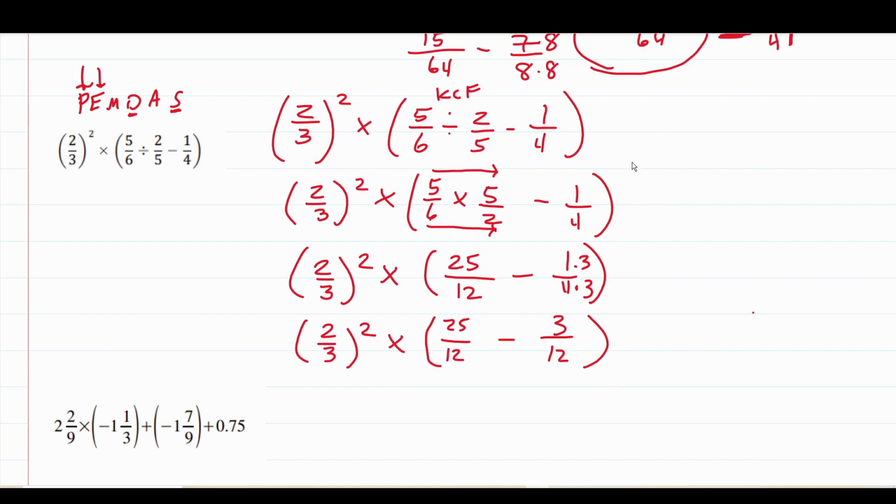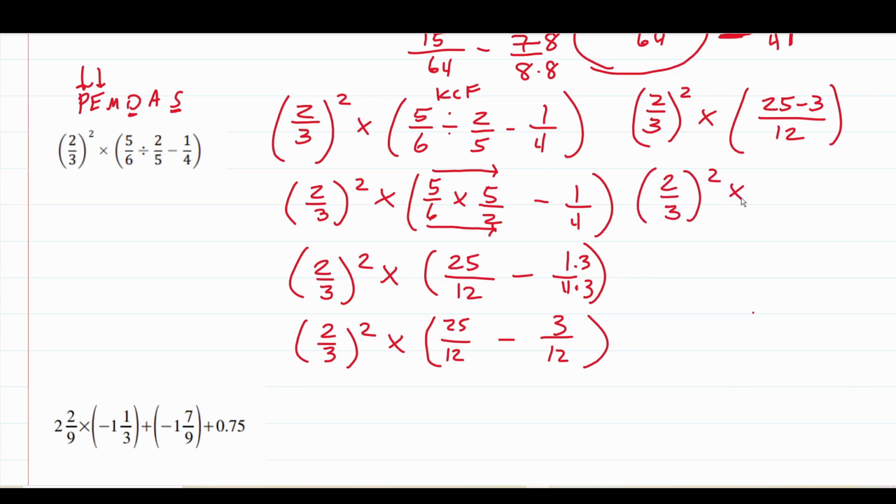I'm going to start moving over here to finish this one. So again, this is 2/3 squared times, and let's do this subtraction here. This becomes 25 minus 3/12. This is 2/3 squared times, what's 25 minus 3? That's going to be 22/12. And if we want, we can reduce 22/12 pretty easily. Both 22 and 12 are divisible by 2. So this becomes 2/3 squared times 22 divided by 2 is 11. 12 divided by 2 is 6.